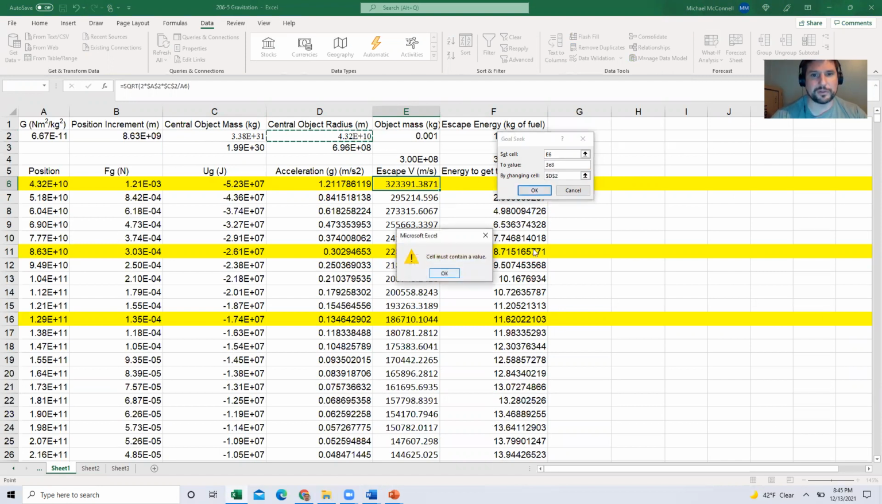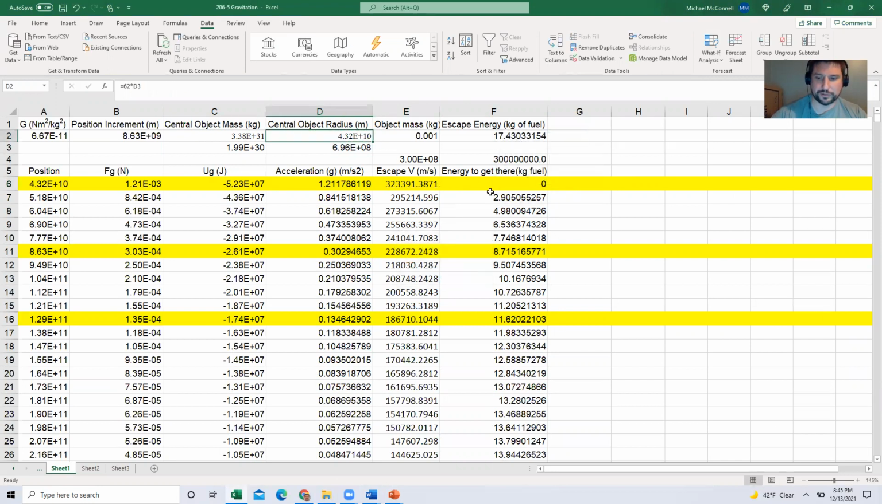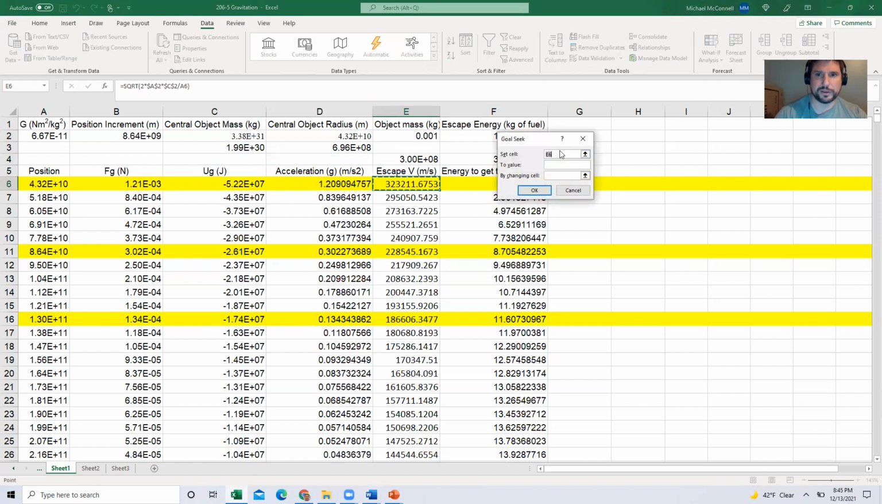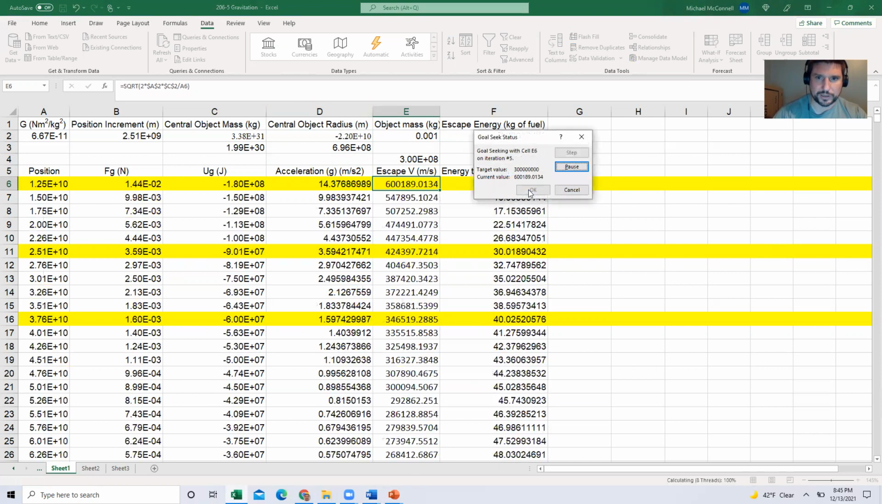it gives me a hard time because it's a formula in there and it needs to be a numeric value. So let me just change it to 4.32 E10, exactly what it started at right there. And now it's a number instead of a formula. It'll let me do goal seek. So I'm going to set the escape velocity to be 3e8 by changing the central object radius and hit OK.